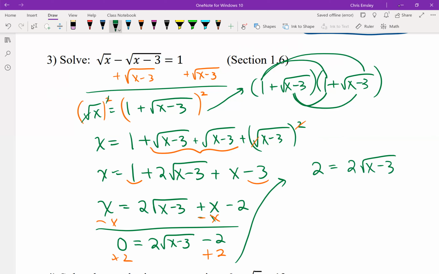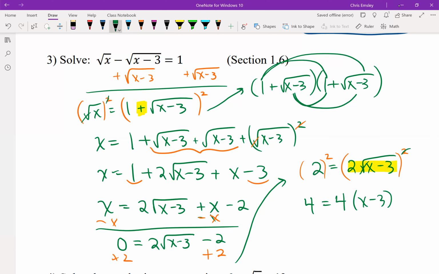Now the radical term is the only term on the right. So again, this time to get rid of that radical, I'm going to square both sides. On the left, 2 squared is 4. On the right, this is different. Notice over here we had a plus sign in the middle, so we couldn't just square each term, but here we have a product, so we can just square each factor. 2 squared is 4. Square root of x minus 3 squared is x minus 3. Again, the radical and the exponent cancel.